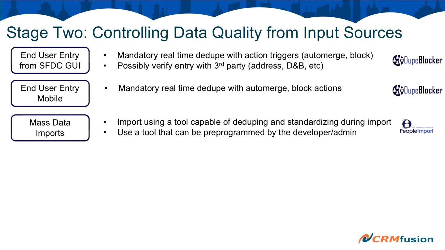For mass data imports, we really have two different choices. You can use an import tool that just imports data, a raw data loader, the AppExchange data loader, or any of the other ones that are out there. Or if you want to go to the next level, you use something like our product called PeopleImport that is a data loader with a deduper in it. So you literally have the ability to do an intelligent dedupe.